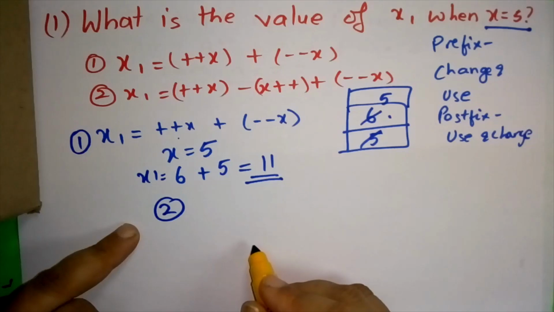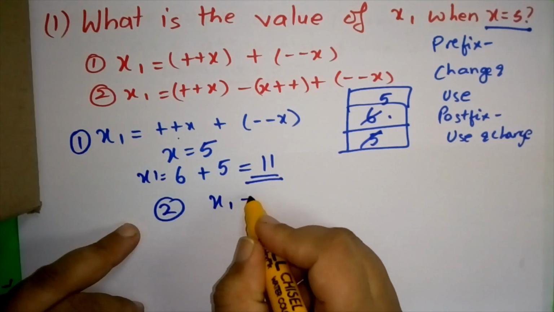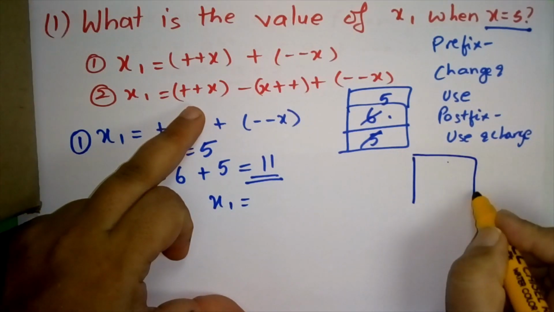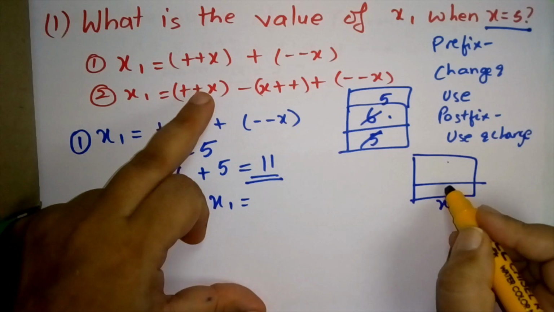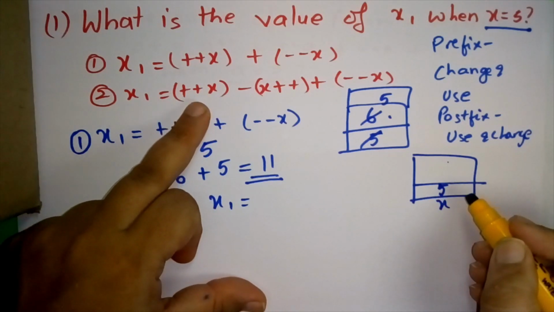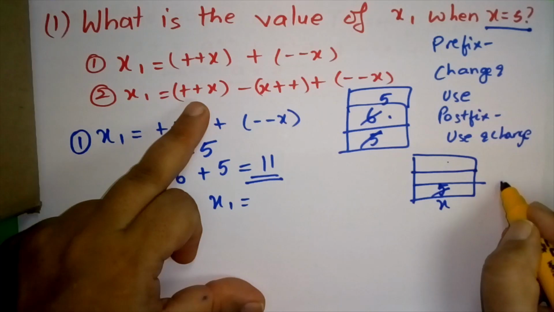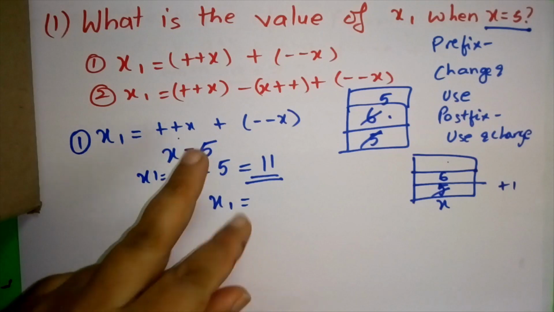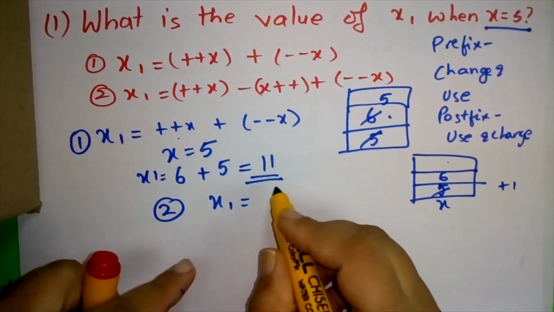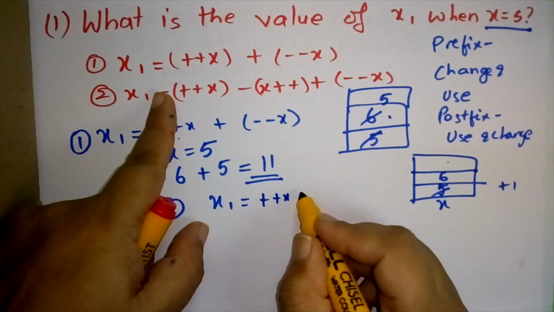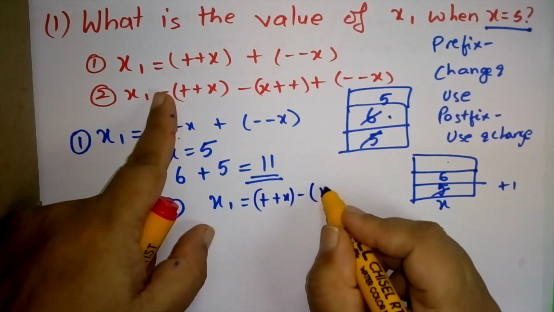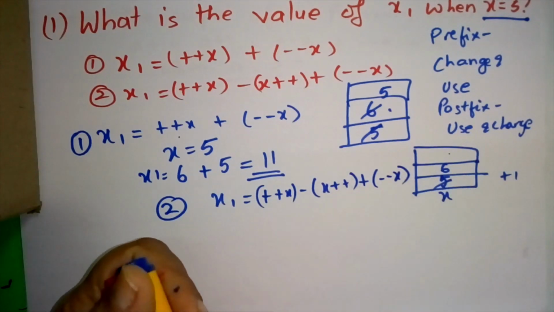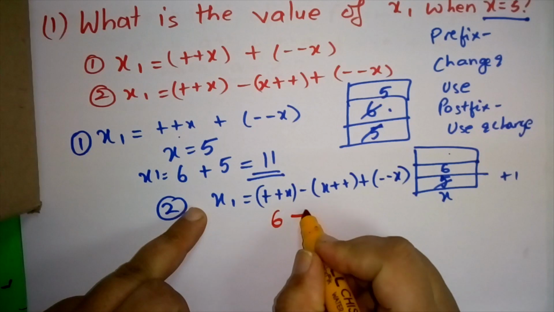Let us take the second one. Here we have x1 is equal to plus plus x plus x plus plus plus minus minus x. So again you can just draw this picture here. First, what is the value of x? x was 5. Here it says plus plus x, that means I have to add 1 to this x, so it will become 6. So what I do here is write down this sum: plus plus x, x plus plus, plus minus minus x. So what is the value here? It has become 6, plus.